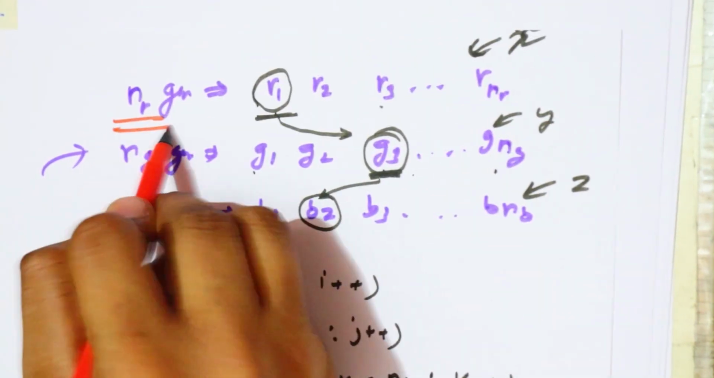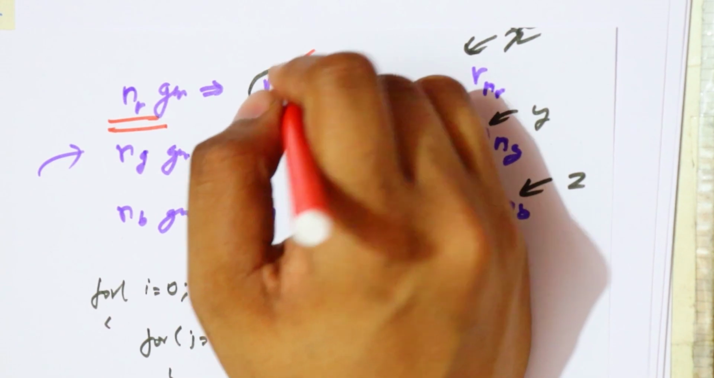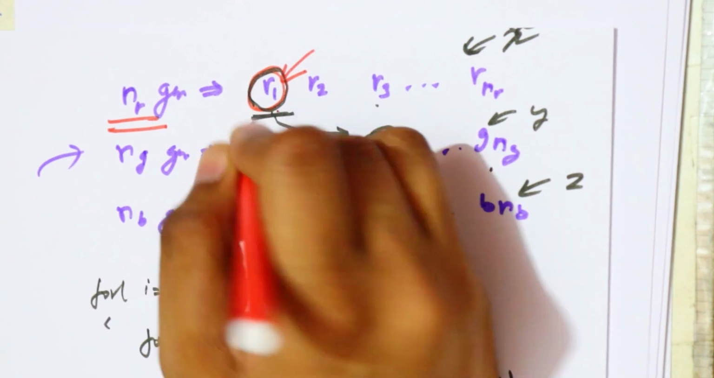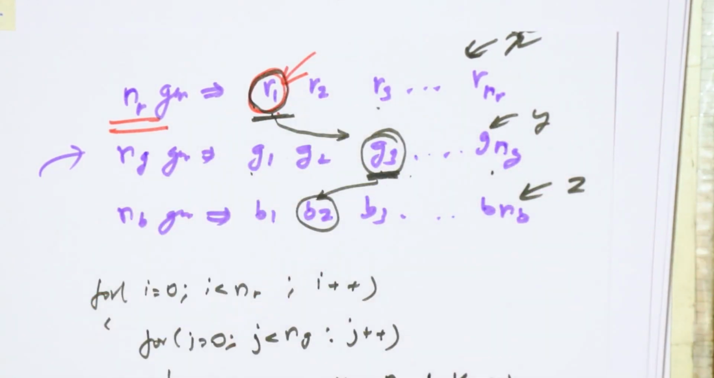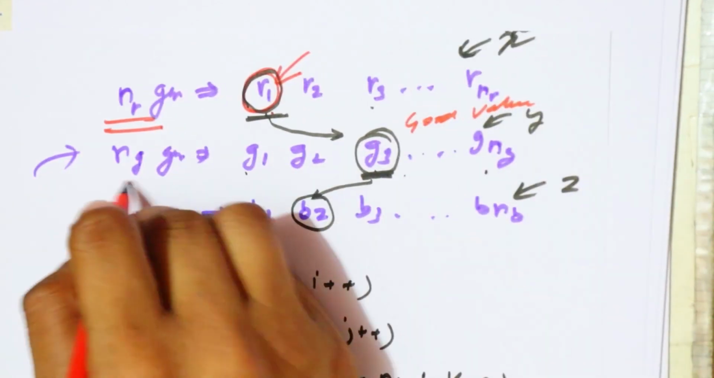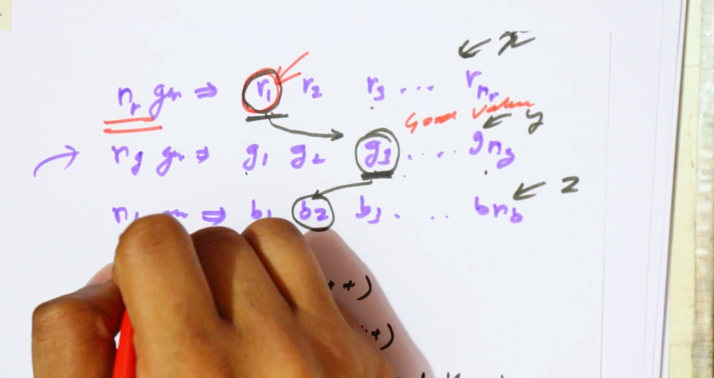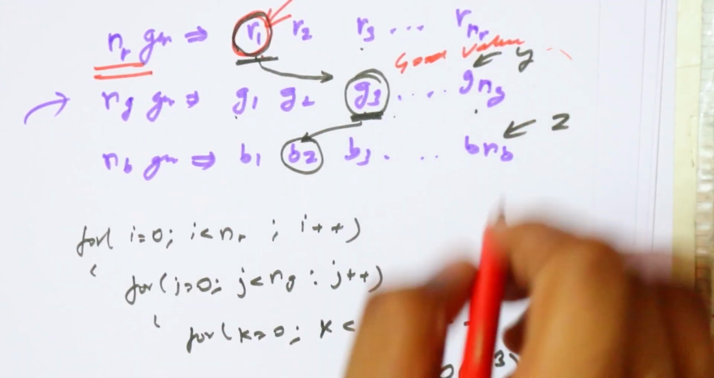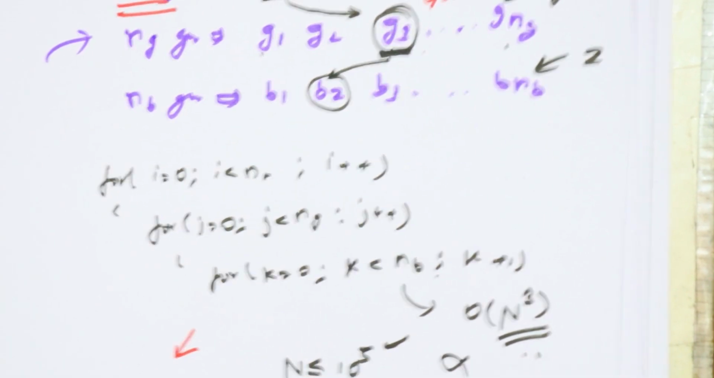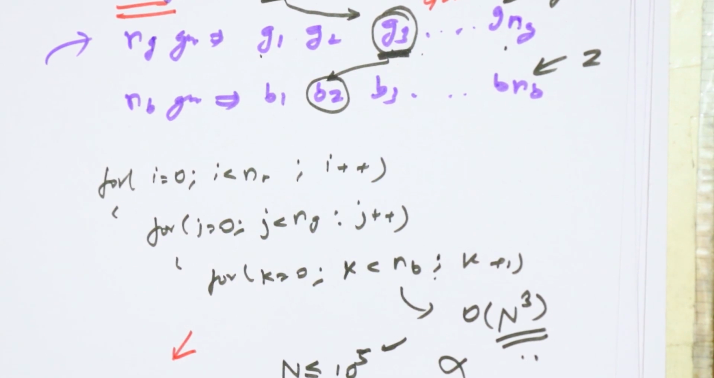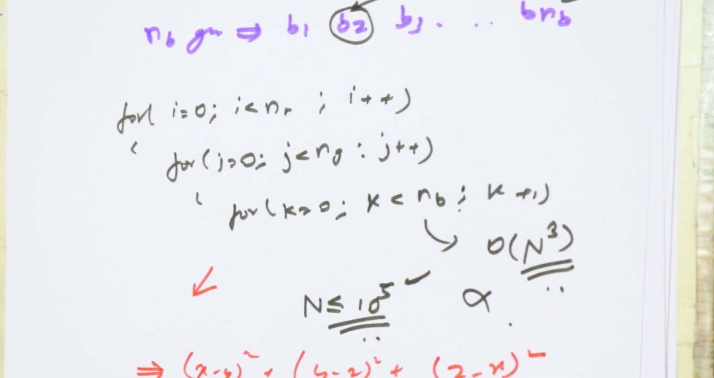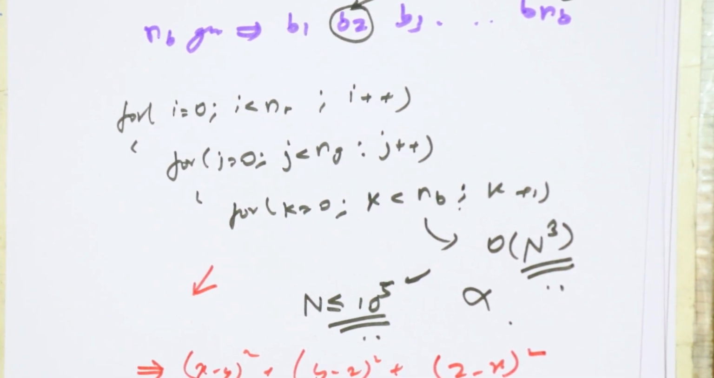Suppose from this nr we have to choose one element, and for that particular element, suppose I choose this, then what is the best value of ng and nb? As the equation states, (x - y)² + (y - z)² + (z - x)². If we need to minimize this, note that these are squares and they are all added.